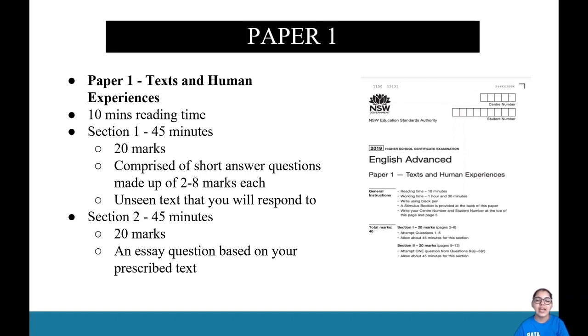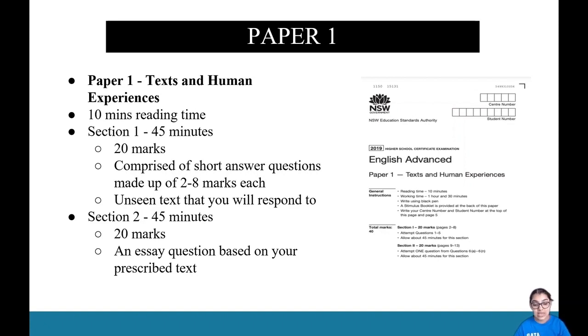And this section, they tell you to aim for about 45 minutes. They never say that you only have 45 minutes for the section, but for the overall paper you have 90 minutes. So we just split that up. Section 1 about 45 minutes, and it's worth 20 marks. The second section is also worth 20 marks, and this is where you're writing a full essay that is based on your prescribed text.